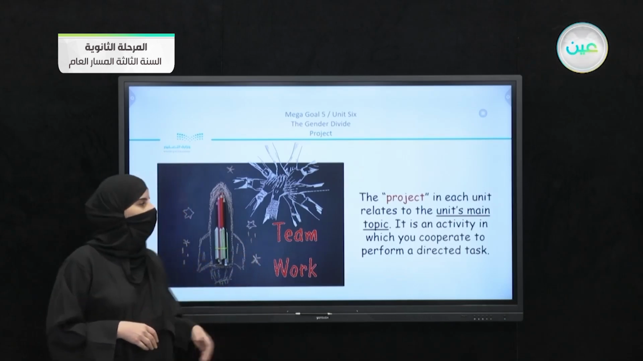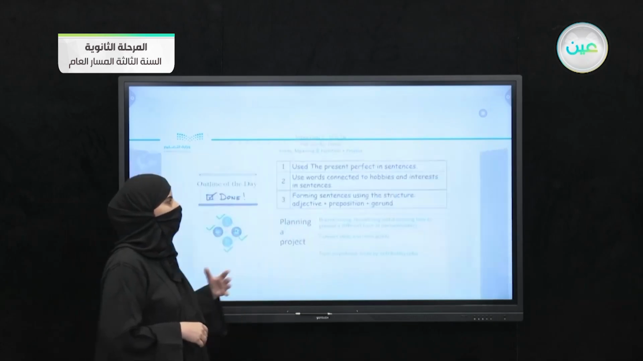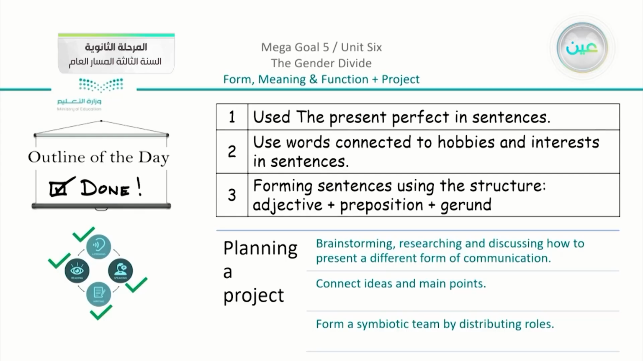Now you can see that we have completed our last unit. In our outline for the day, we have used the present perfect in sentences. We used words connected to hobbies and interests in sentences. We formed sentences using the structure adjective plus preposition plus gerund. And after that, we do have our project, which is the last lesson that we have here.